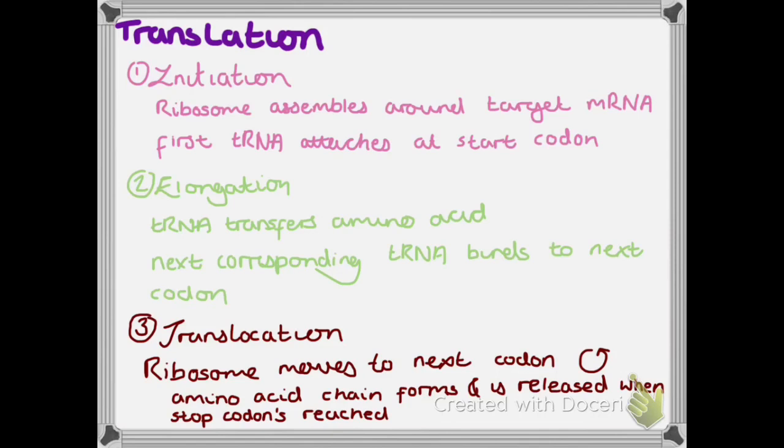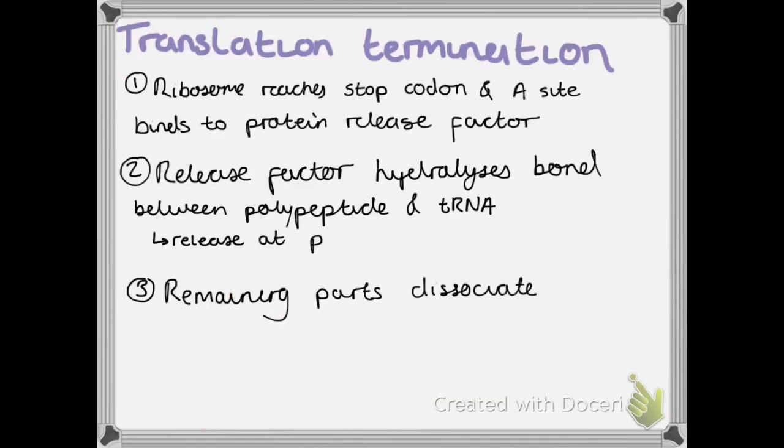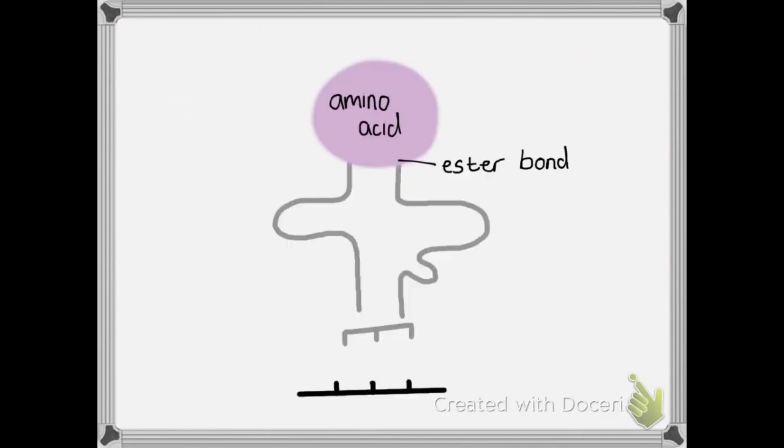Your final stage is termination. This is when the ribosome actually reaches the stop codon and causes the newly synthesized amino acid chain to dissociate due to a release factor.